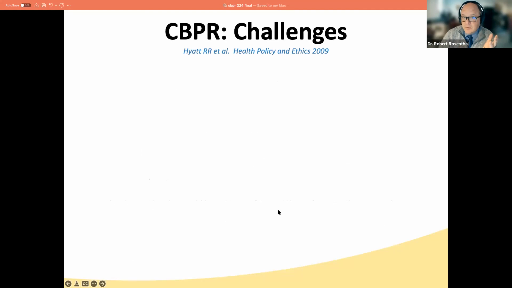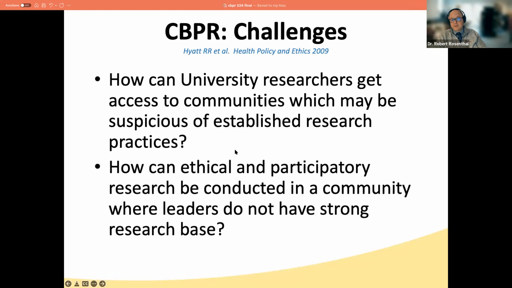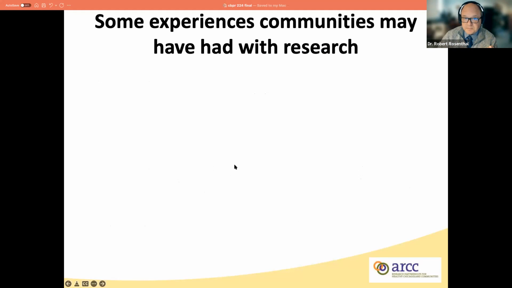What are the challenges to community-based participatory research? There are a lot, but I think you can break it down into two major areas. Number one, how can university researchers get access to communities which may be suspicious of established research practices? And number two, how can ethical and participatory research be conducted in a community where leaders don't have a strong research base? I think that you have leaders in the community that have no idea about the Belmont Report, no idea about the ethical principles of human subject research. And how do we correlate the two? How do we get the two of them to work together?